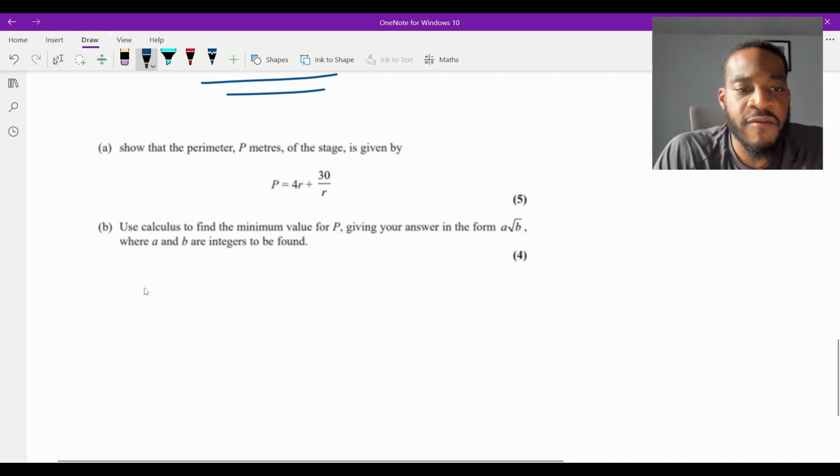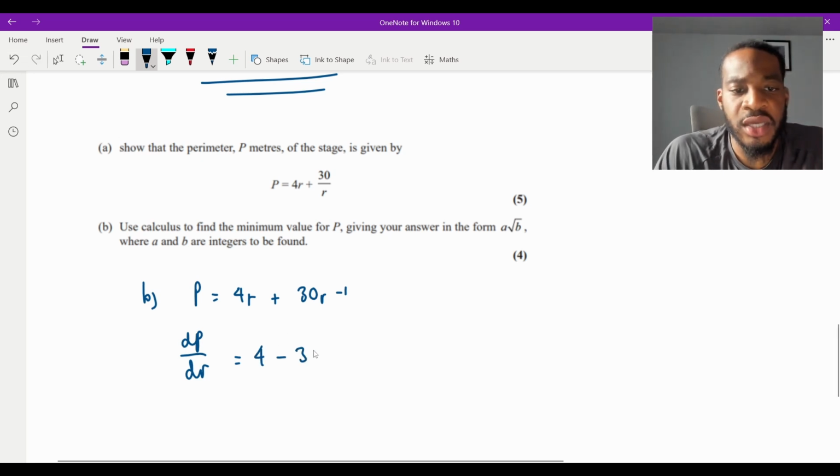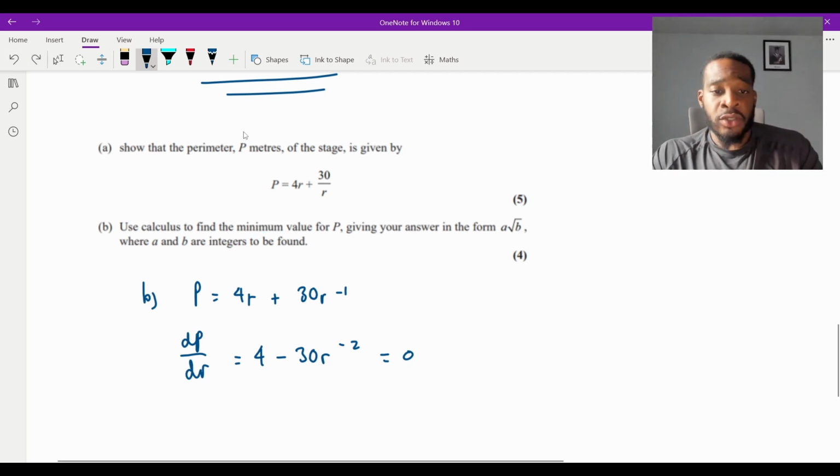So let's do that. Firstly, for part B, I'm going to rewrite the 30 over R to be 30R to the minus 1. The dP by dR, by differentiating, is going to be, that 4R will go to a 4. And then the minus 1 will drop to the front, so it becomes minus 30R, take 1 away, minus 2. And then this is equal to 0 because it's the minimum value we're looking for. So the gradient is 0 at that point. So I'm going to solve this.